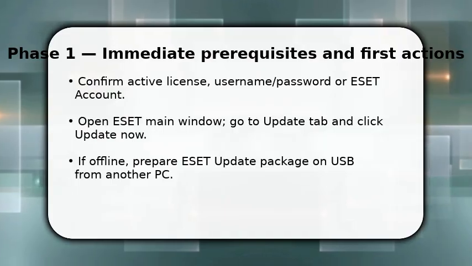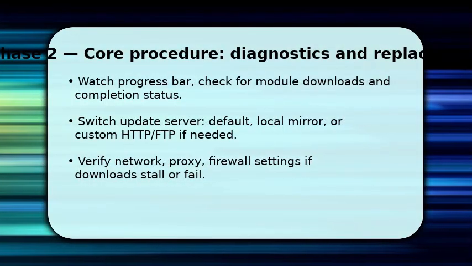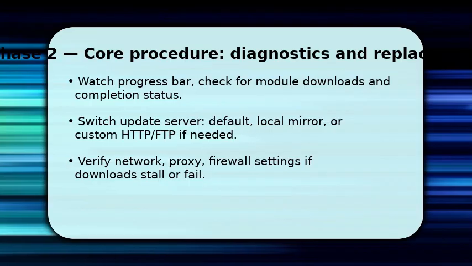Once the update begins, watch the progress bar and inspect module download lines for engine and signature packets. You need both to finish. If updates stall, switch the update server within advanced update settings to default, a local mirror, or a custom HTTP/FTP endpoint. This often resolves latency.